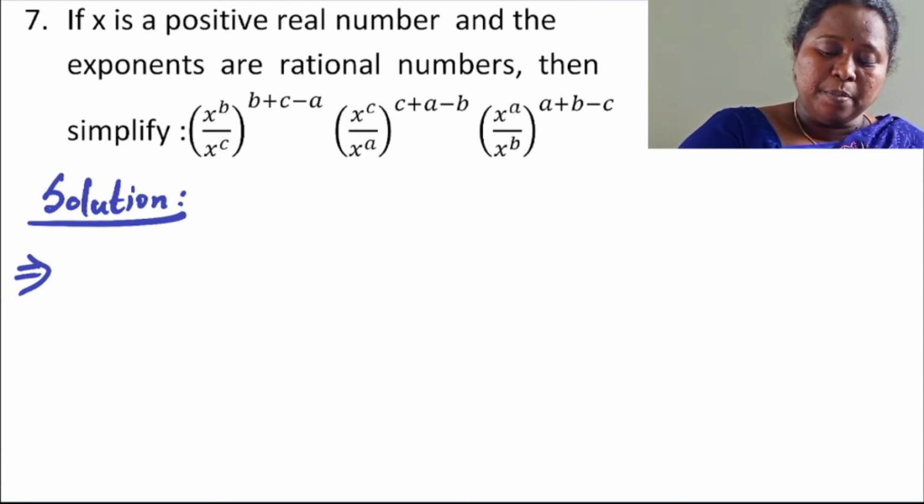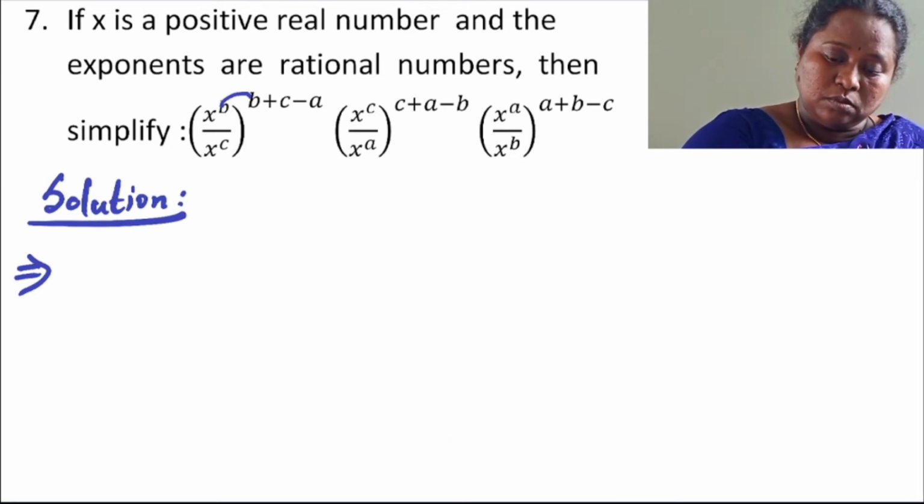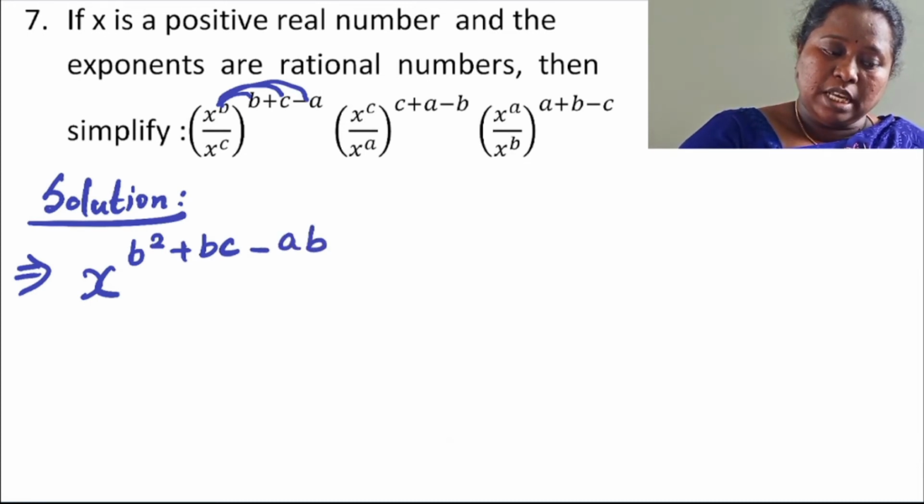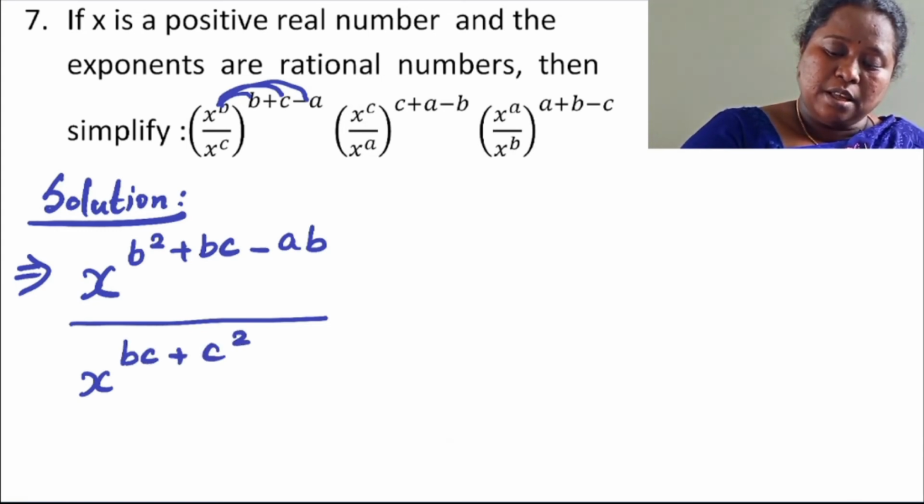First term, I am going to take x power b into b, I will get b squared, and b into c is bc, and b into minus a is minus ab. Then in the denominator, similarly, I have x into bc plus c squared minus ac.